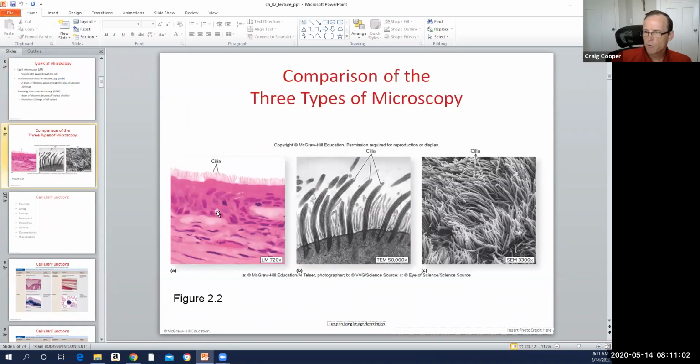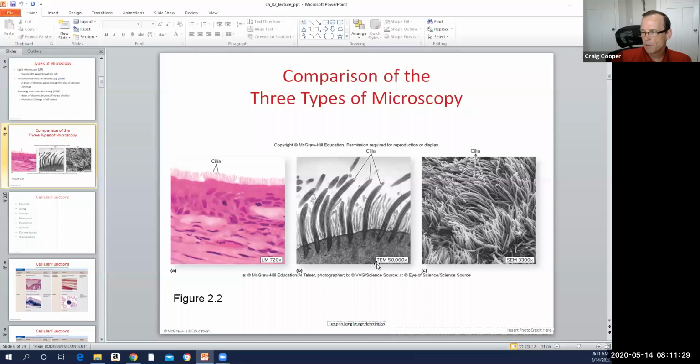So in order, this is our light microscope. This is our transmission electron microscope, and then this one is our scanning one. And so they're all looking at the same structure. In this light microscope, it's magnified 720 times, and they're trying to focus on the cilia, or the little hair-like projections that are coming off of the border of that cell.